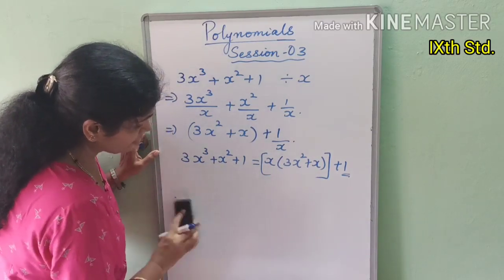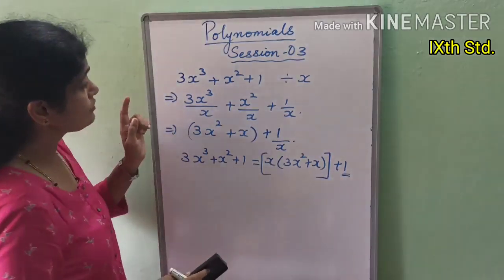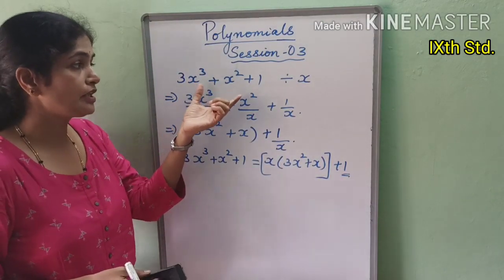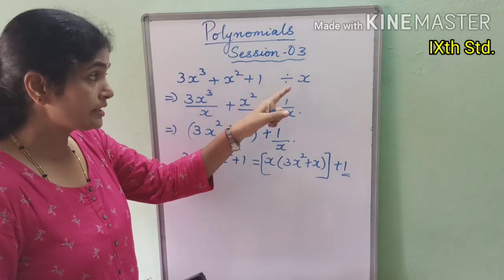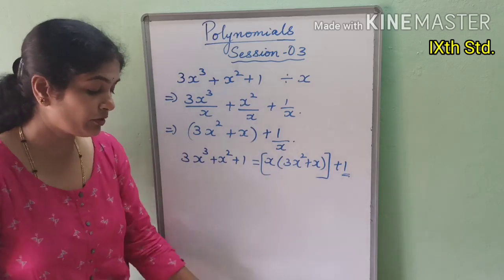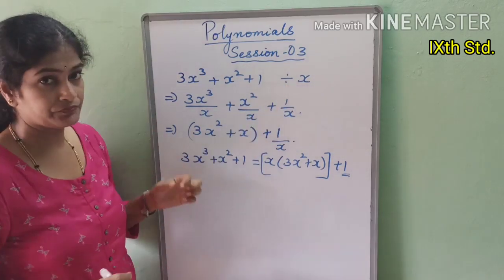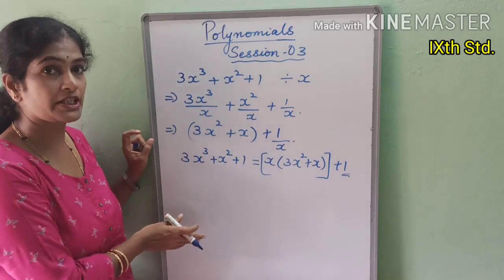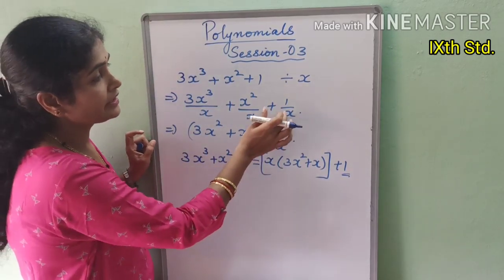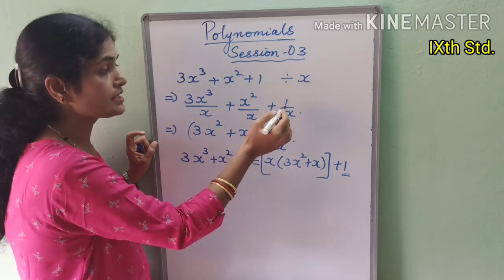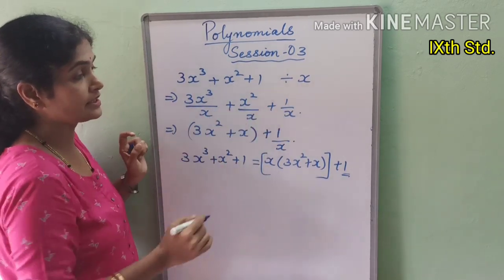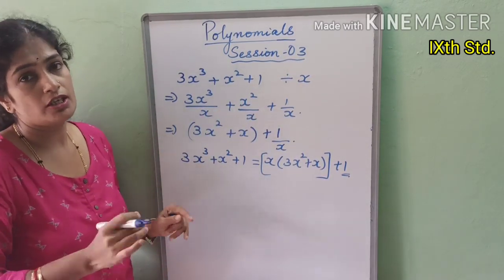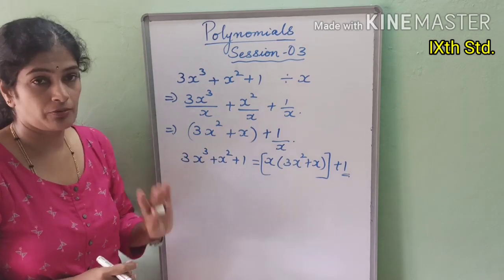This is what we have learned: dividing a polynomial by another polynomial, where that polynomial is a monomial. Sometimes it is completely divisible, as in the previous example. Here it was not completely divisible. It is divisible, but 1 by x, the term which is there, does not lead to a polynomial term.